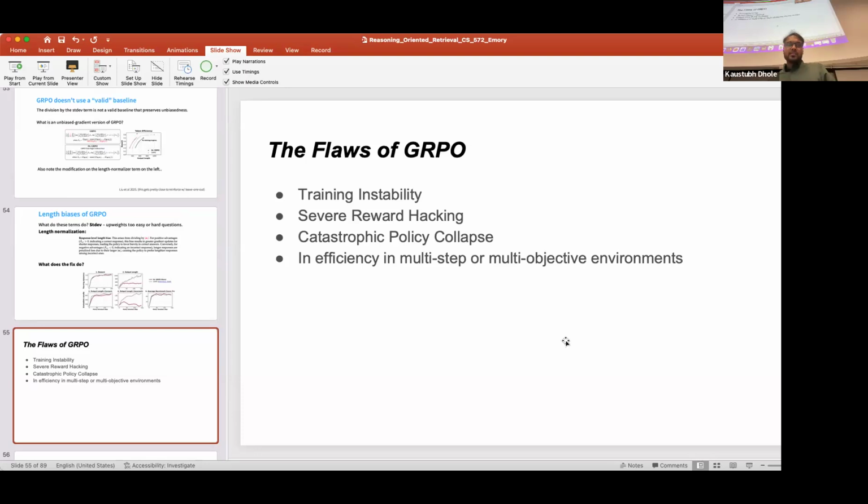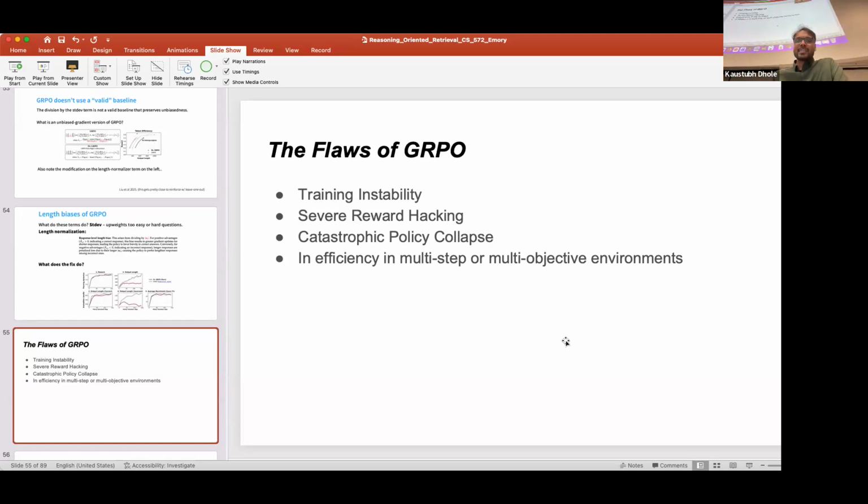So there are a couple of flaws of GRPO, which is an interesting line of study for your projects as well, or if you want to do further work in this. And one is training instability. There's a lot of severe reward hacking as well. Because once we are essentially giving rewards at the final step, the model basically could generate something completely else and still get the reward. And there is inefficiency in multi-step or multi-objective environments.